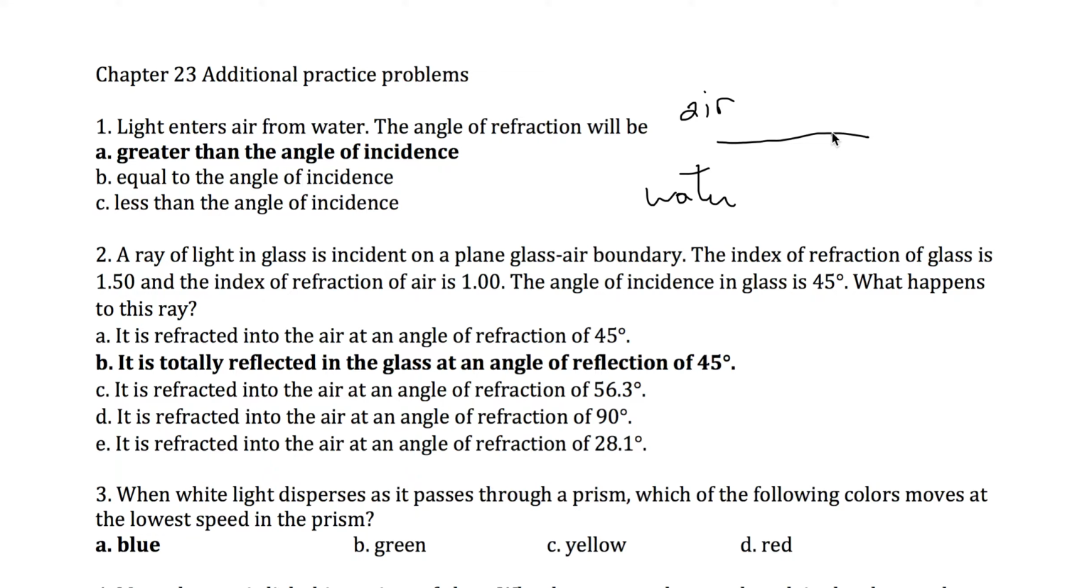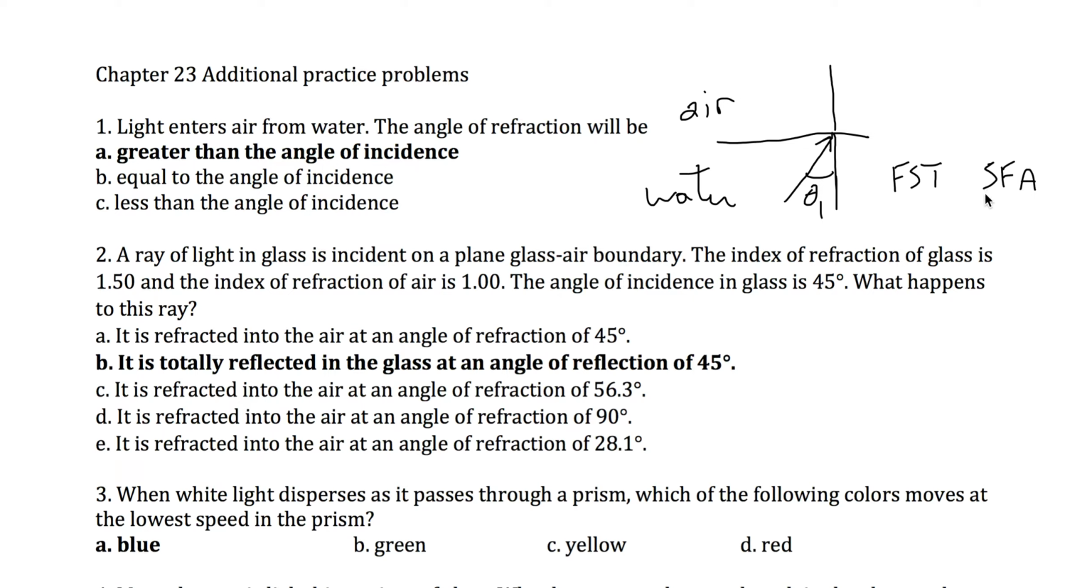So if you draw your normal to the surface, the incident angle is coming from the water and it's going to refract into the air. So this right here is the angle of incidence, and it's refracting into the air. It travels faster in air. So we have this little tool here to help us remember, FST SFA.